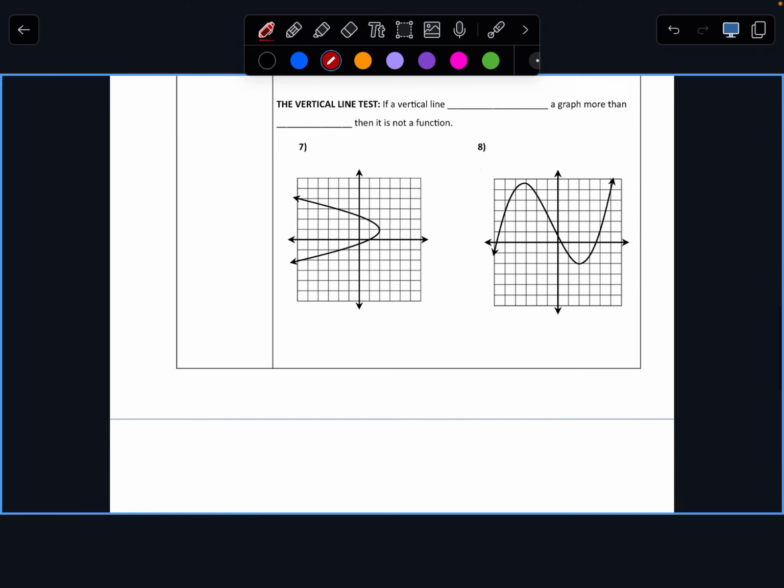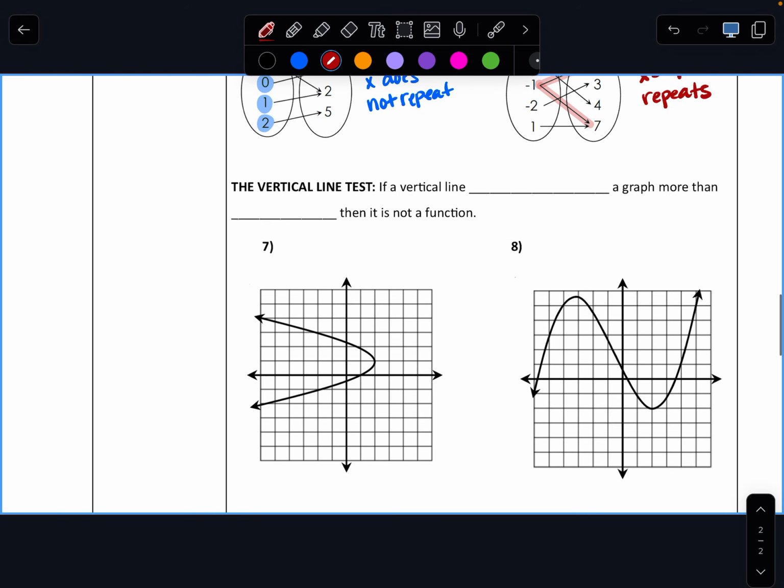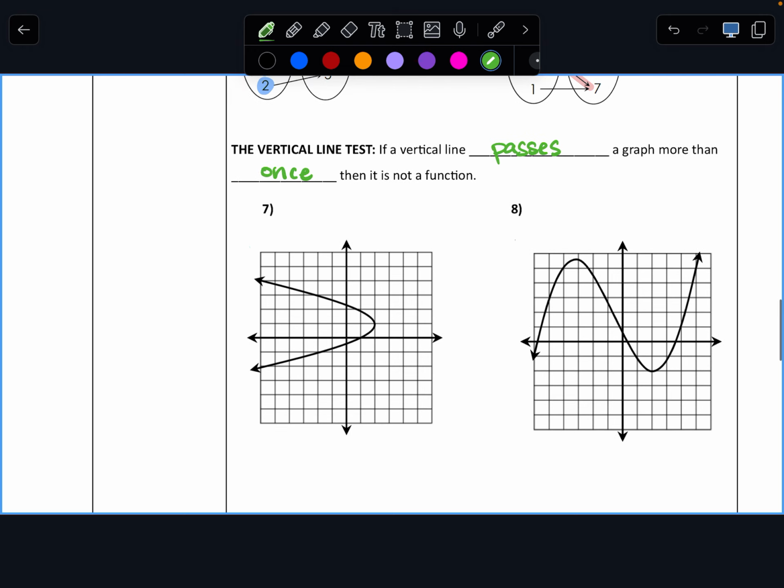Okay, and let's try the vertical line test with these last 2 examples because they are graphs. If a vertical line passes more than once, then it's not a function. So I should be able to draw a vertical line anywhere and it not pass the graph more than once. Well, I can draw a line there, and both times it's going to pass twice. So this is a fail, so it is not a function. Does not pass the vertical line test.